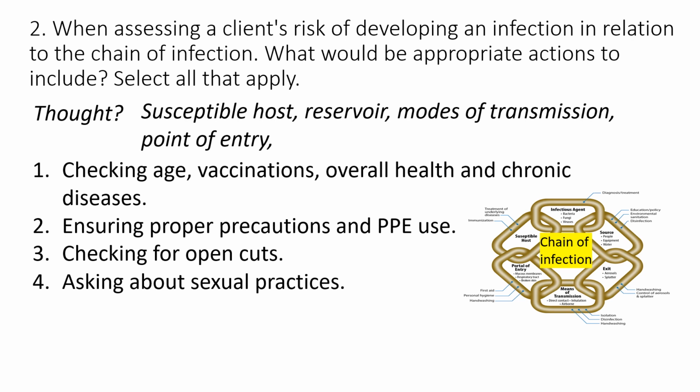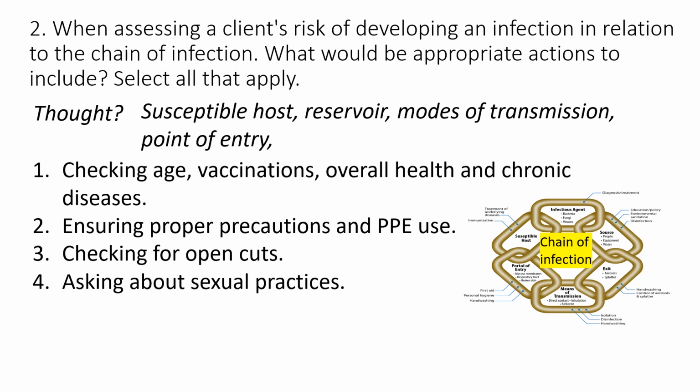Number 2, ensuring proper precautions and PPE use, is the mode of transmission. So if they're washing their hands, if we're washing our hands, if we're keeping things clean, then that can decrease the mode of transmission. Number 3 and 4 link to the point of entry. Assess ways that their body can get infected with a pathogen. Do they have open cuts? Do we need to cover those? What are their sexual practices? Do they use condoms? Do they have any nasal or oral issues that could put them at risk for infection? Women with short urethras, especially older women, can get more infections in that area.